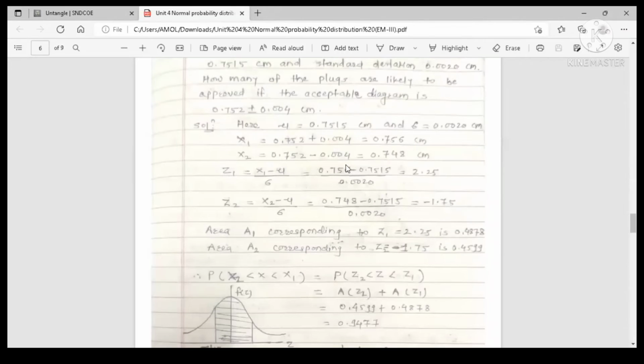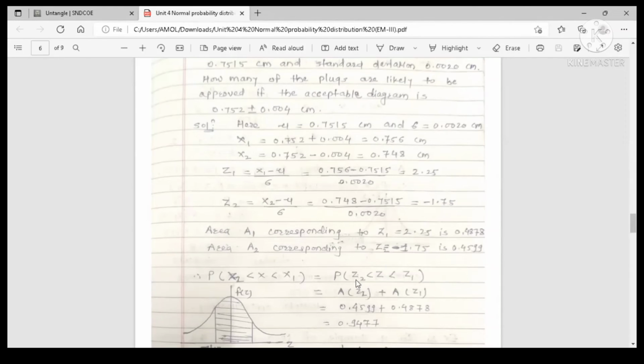Now we want how many of the plugs are likely to be approved if the acceptable diameter is given, so find the probability. It means find the probability between x2 and x1. Here x2 is small and x1 is a large value. Now how to find the probability between x1 and x2? First convert x1, x2 in terms of z1, z2 using the relation. After finding z1, z2, you find the probability between z1 and z2.